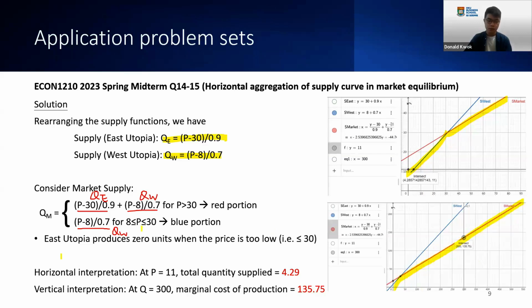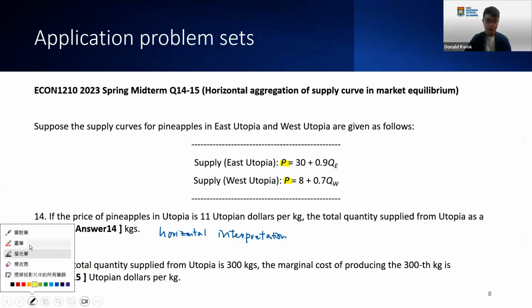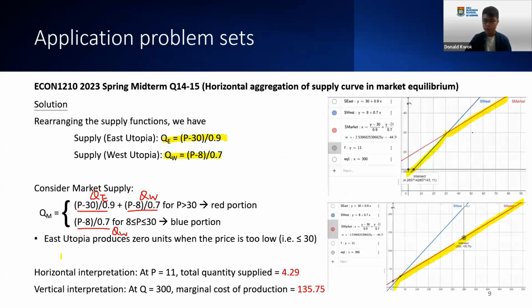Okay, so for question 14, to find out the total quantity supplied at the price of $11, nothing special. We just draw a line at the price of 11 and find the corresponding quantity as suggested here. So 4.29 will be the total quantity supplied at this level, by the horizontal interpretation of the supply curve.